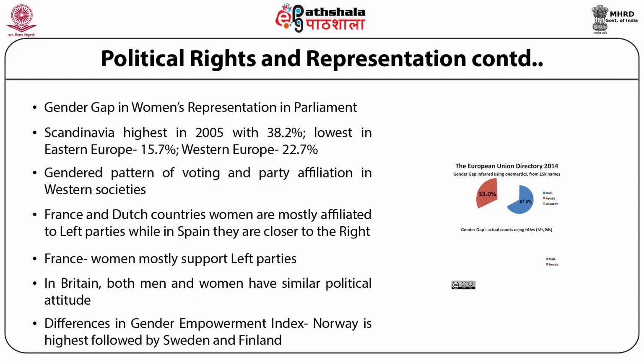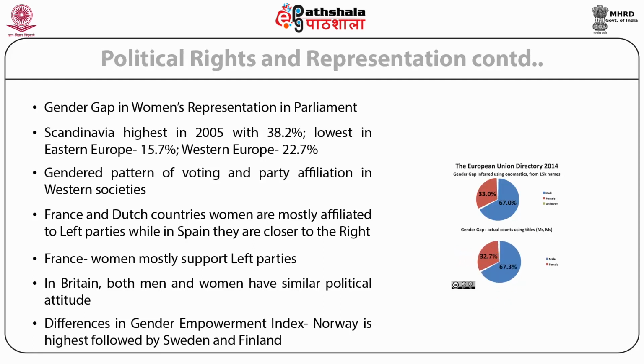It has been found that Norway is the highest scorer in the gender empowerment index, followed by Sweden and Finland. Students, we mark one thing, that all the three countries I just mentioned are also the most successful welfare states. So empirically, it shows that the countries which have been able to successfully implement welfare policies are also the ones which have been able to give equality or equal opportunities to women in all spheres of public life.